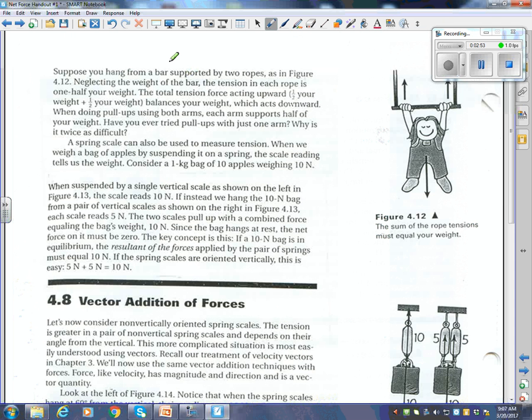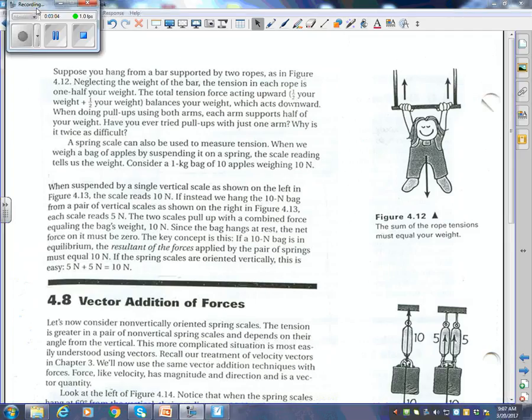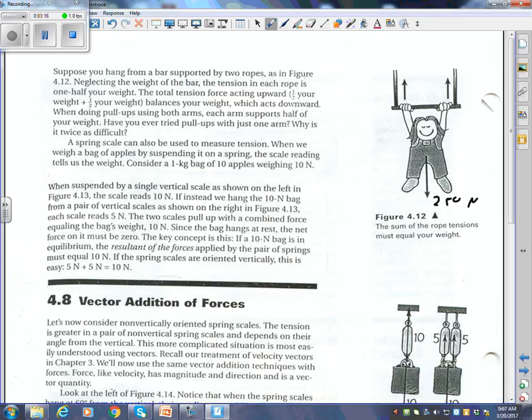Suppose you hang from a bar supported by two ropes, as in figure 4.12. Neglecting the weight of the bar, the tension in each rope is 1/2 your weight. So here they have the kid. Whatever weight they have, let's say the kid weighs, we'll say 25 kilos times 10, so 250 newtons. Well, then you'd have 125 there and 125 there.